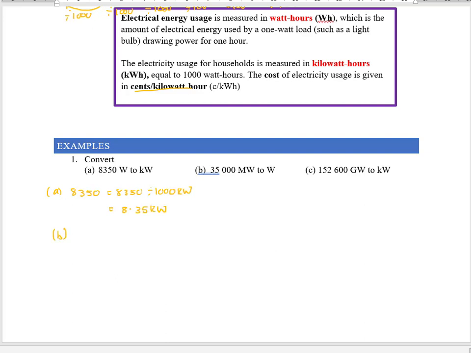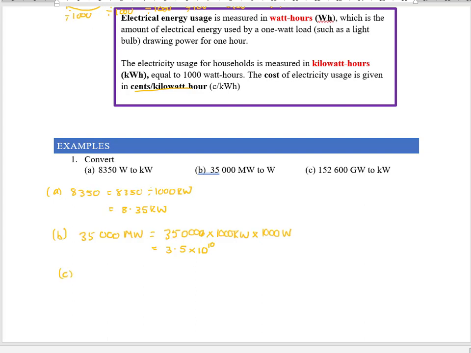So for part B, I'm going to do the same. I've got 35,000 megawatts, and I need to convert that into watts. So that's 35,000, one too many zeros. I'm going to multiply that by 1,000 to change it into kilowatts, and I'm going to multiply by 1,000 to change it into watts. And what your calculator will give you is an answer, I think, in scientific notation, which is 3.5 times 10 to the power of 10.